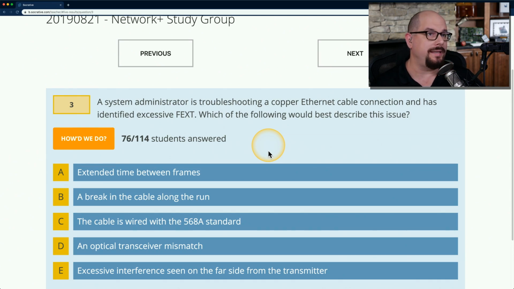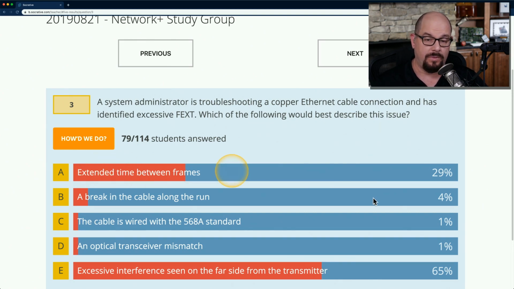So let's see how we did with this one. I'm going to click the How Do We Do button, and we're going to see how you did. Well, 65% of you say that it's answer E, excessive interference seen on the far side from the transmitter. But nearly a third of you said it's an extended time between frames. 4% said a break in the cable, and then a tie for 1% with the cable wired with 568A and a tropical transceiver mismatch. That's a transceiver that's in the tropics. It's an optical transceiver as compared to a copper transceiver. That's what I was going after there.